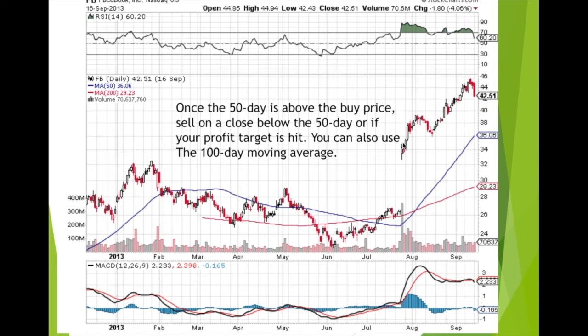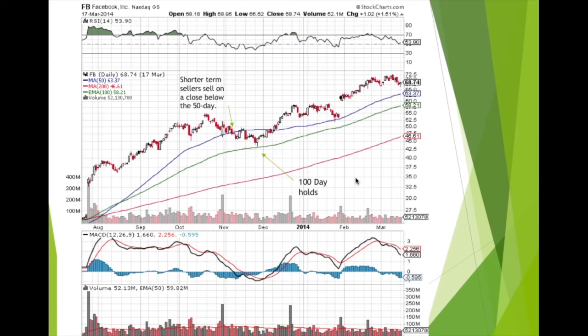Here's the breakout. We buy it on this day here when it clears the high of the gap up day. And just a nice strong movement up. And you see it doesn't even approach the 50-day moving average. Now, shorter term traders, you're going to sell here around maybe $50 or so when it closes below the 50-day. If you're somebody who wants to give Facebook a little bit more room, you're going to sell on a close below the 100-day. And look at that.